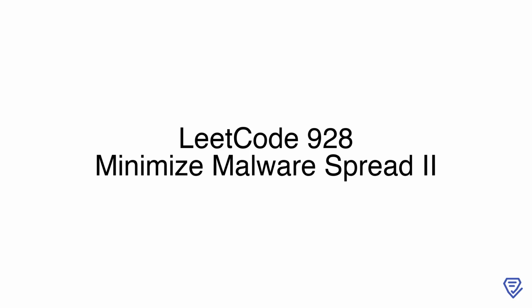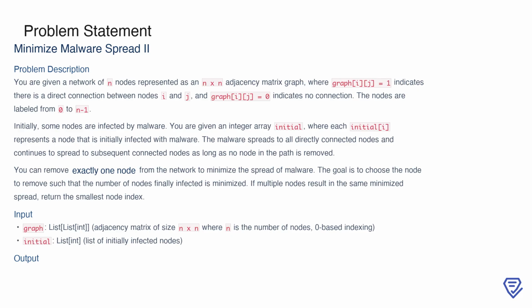Let's dive in. In this problem, we are dealing with a network of nodes represented by an adjacency matrix. Each node is connected to other nodes directly or indirectly. The matrix is binary, where a value of 1 indicates a direct connection between two nodes, and a value of 0 means no connection. The nodes are labeled from 0 to N-1.